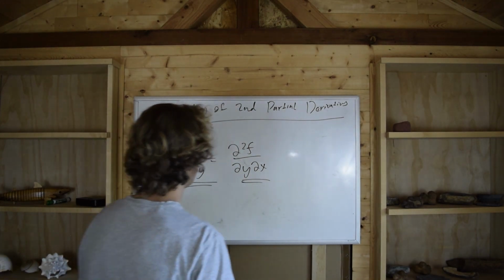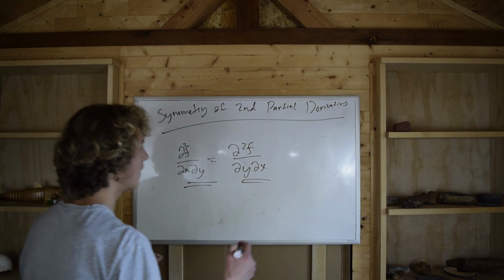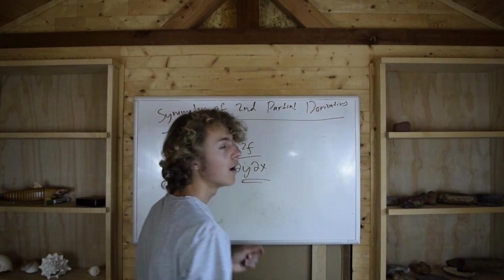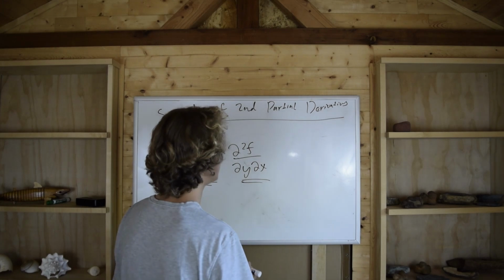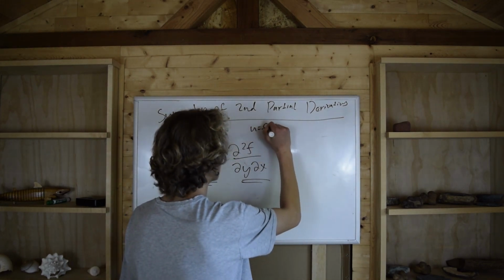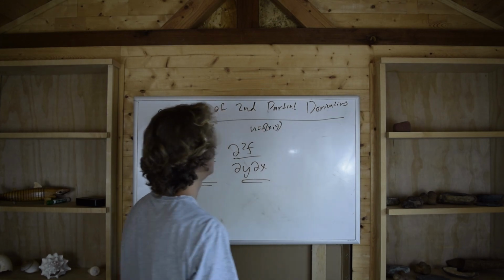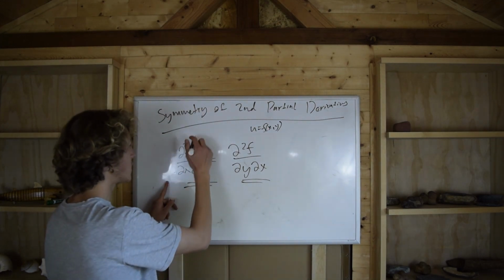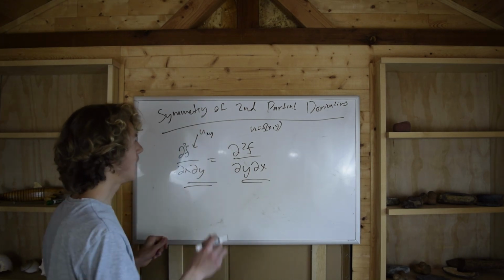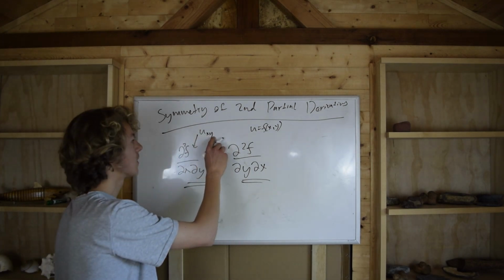And so here is another way of writing our partial derivatives, which makes it way easier. Let's say that u is some function of x and y. One way of writing this is u sub x y, indicating that we're differentiating with respect to x, then with respect to y.